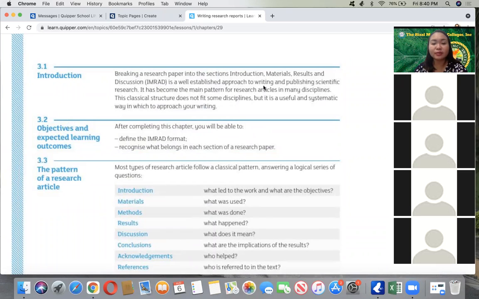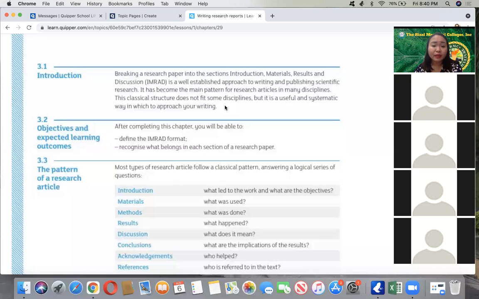So ito yung established approach in writing, publishing, scientific research na. And yung sa atin nga, AIMRAD yung tawag natin kasi with abstract. So it has become pattern na when we do for publication in many disciplines. And we've been talking with the academic council na for thesis manuscript, why don't we use the AIMRAD, no? The AIMRAD in student researches or student reports.